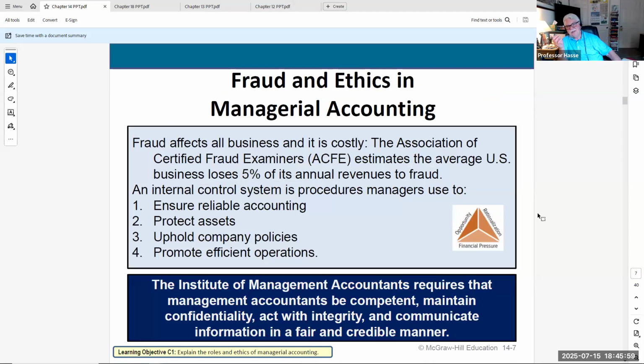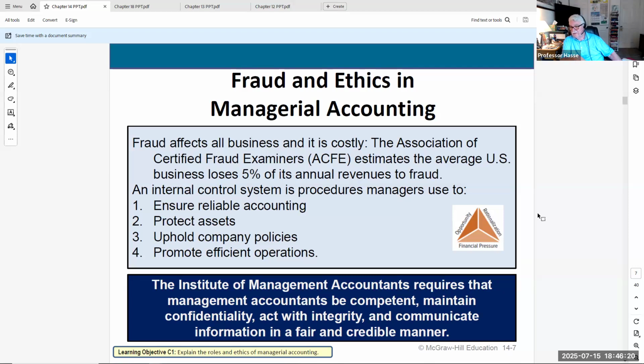One of the key areas of managerial accounting is looking into fraud and ethical issues within a company. Are we committing fraud? Are we misleading our customers? Are we misleading the government on our tax returns? Are we misinforming our investors about our company performance?